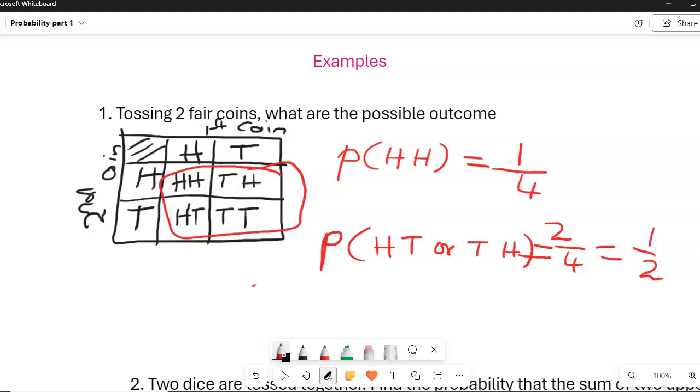The probability of getting a tail and a tail: we only have 1 of those, so it is going to be 1 out of 4 outcomes. That is how you can answer and get to understand the possible outcomes for the 2 coins. Let's go to example 2.